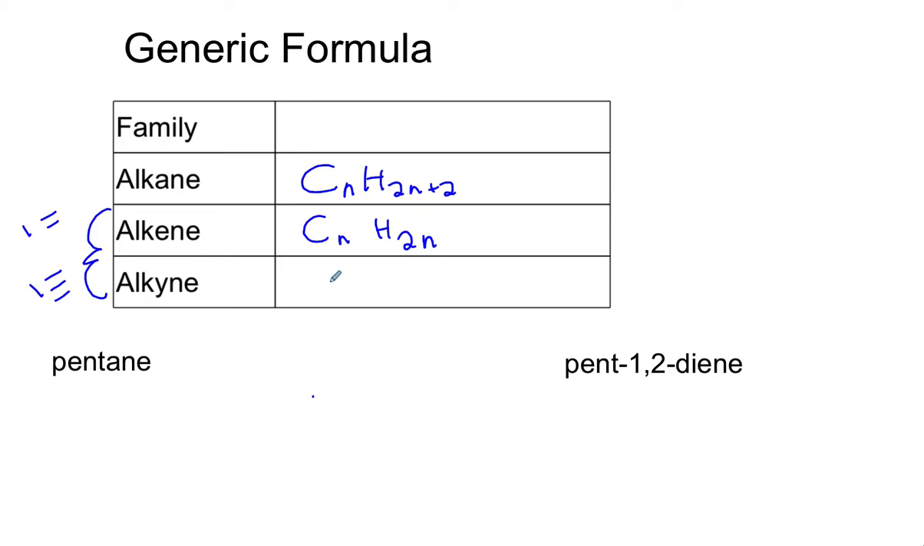With a triple bond, you've just removed another 2 H's to add the third bond. So if I take another 2 off, we have 2n, and then I have to go minus 2. And that's our generic formulas to really quickly get the hydrogen count without drawing a molecule out. That's going to be very advantageous.